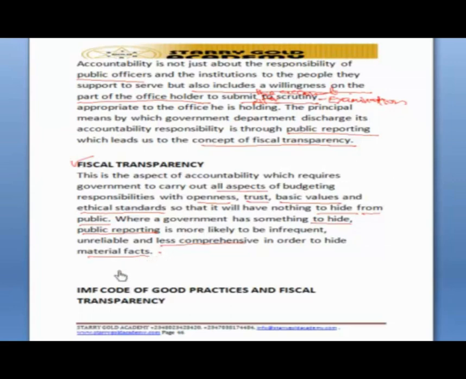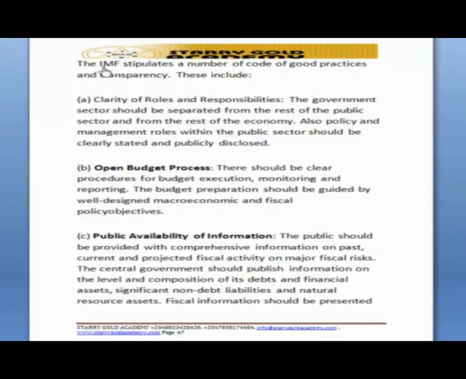Let's look at the IMF Code of Good Practices on Fiscal Transparency. The IMF stipulates a number of codes of good practices on fiscal transparency, and these include: 1. Clarity of roles and responsibilities. The government sector should be separated from the rest of the public sector and from the rest of the economy. Also, the policy and management roles within the public sector should be clearly stated and publicly disclosed.